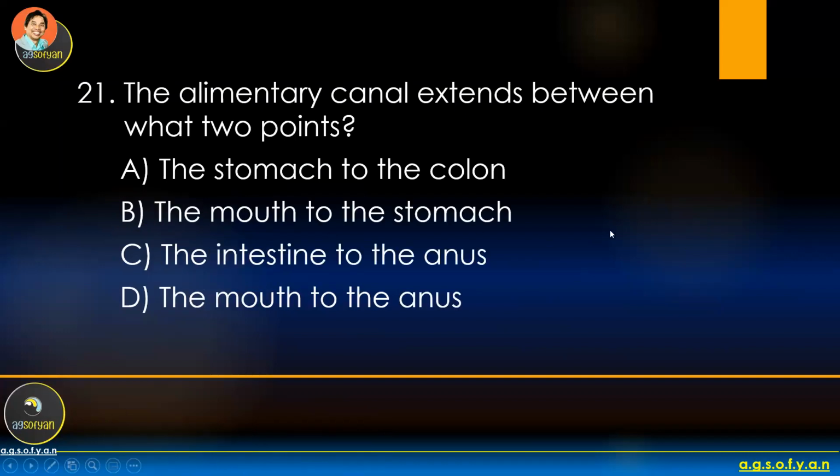The alimentary canal extends between what two points? Between stomach to colon, it's not. Mouth to the stomach, the mouth is correct, it's the starting point, but stomach is not the end. Intestine to anus, anus is correct, this is the end, but intestine is not the starting point. Starting point is mouth, and the end point is anus. So mouth to anus.